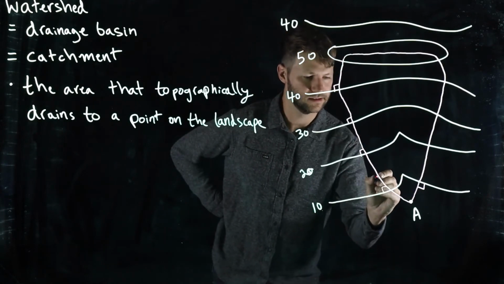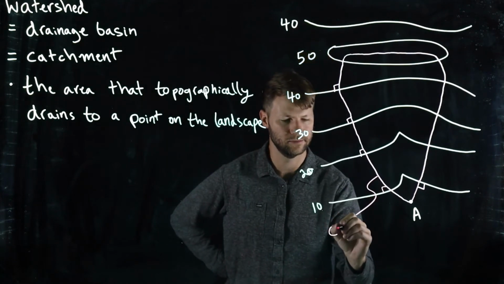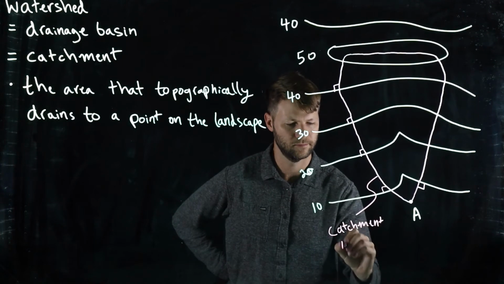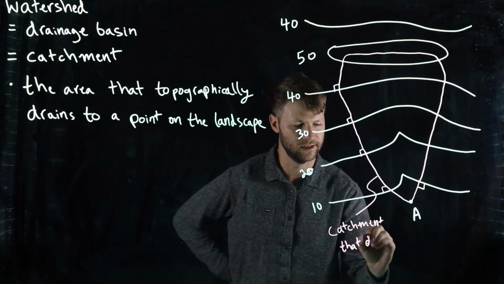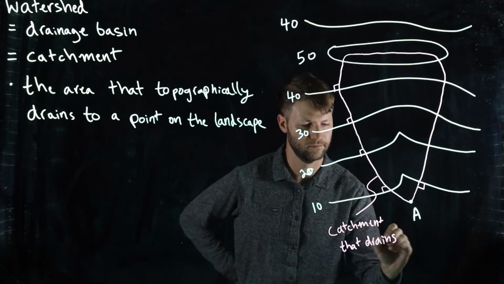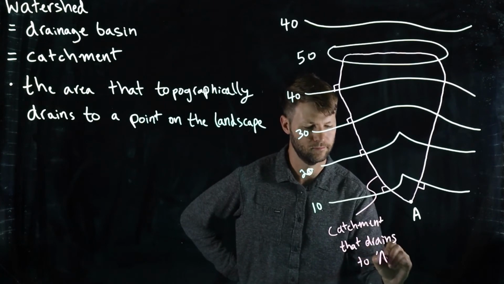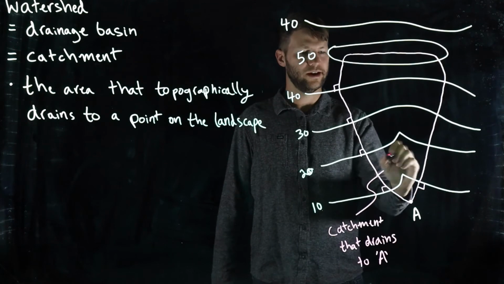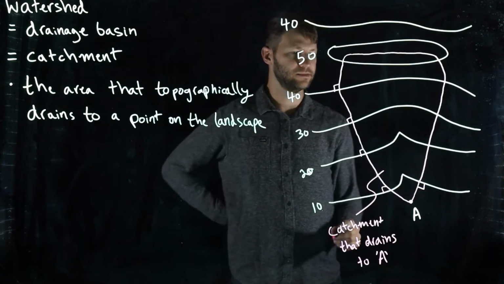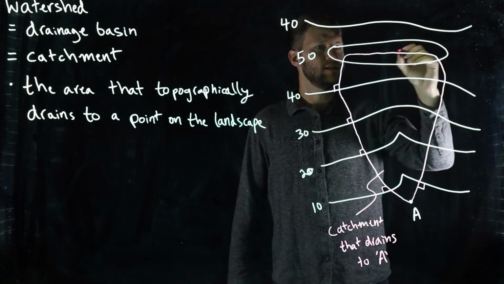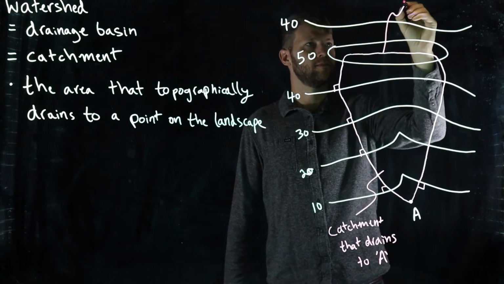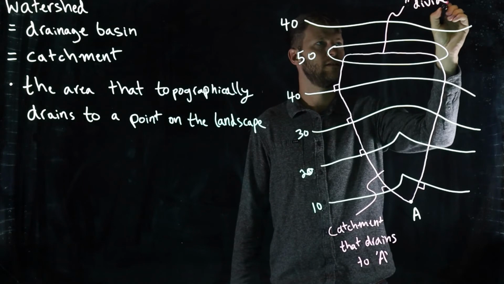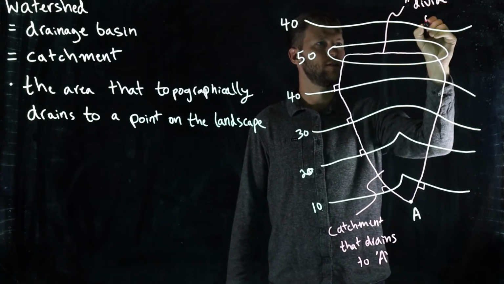So this is the catchment that drains to point A. It's this whole area in here, everything inside of this pink line. This line that surrounds it is often called the divide or the drainage boundary.